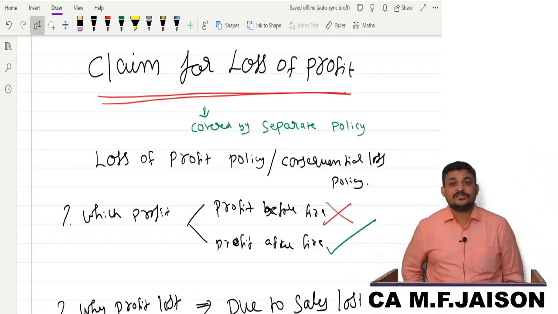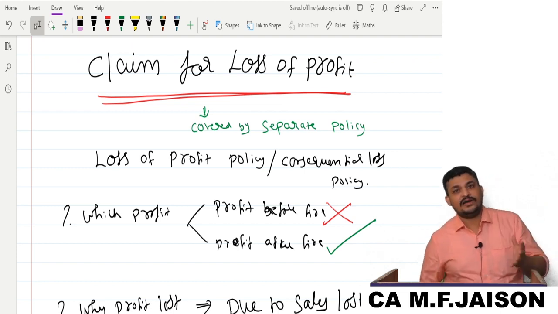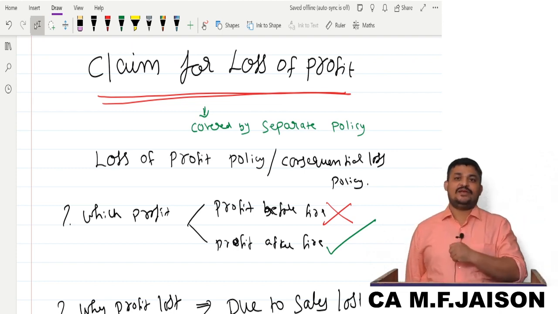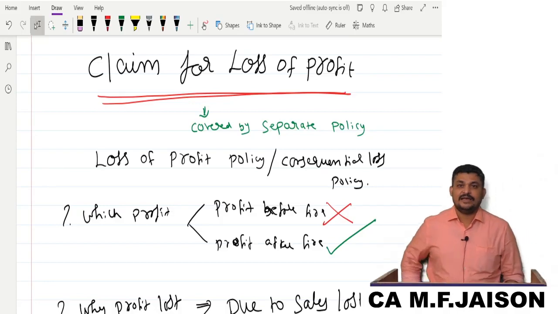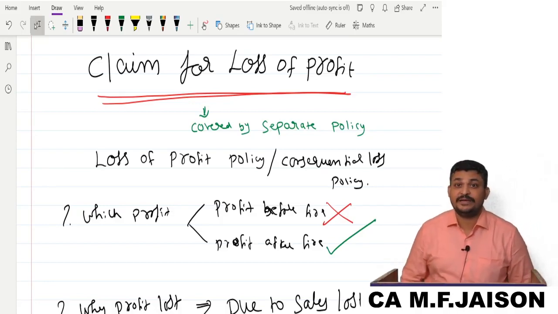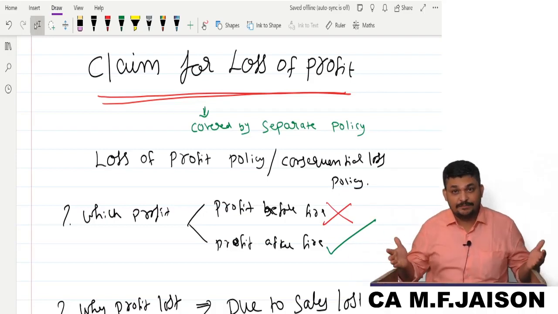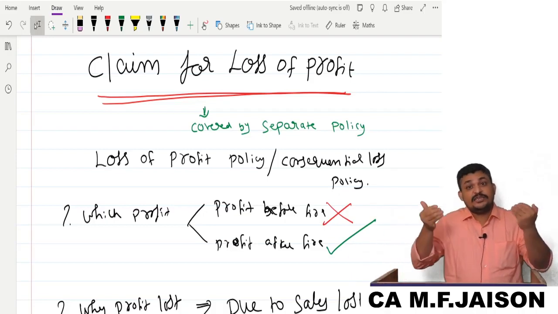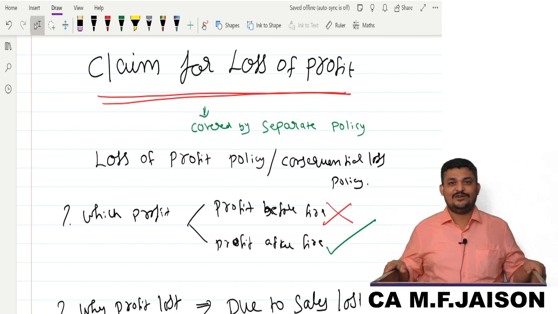Compensation period. What is compensation period? Indemnity period or interruption period, whichever is lower. What is indemnity period? The period mentioned in the policy. What is interruption period? It's the period affected by fire, the period taken to restore our normal business. I hope you understood. Yes, sir.